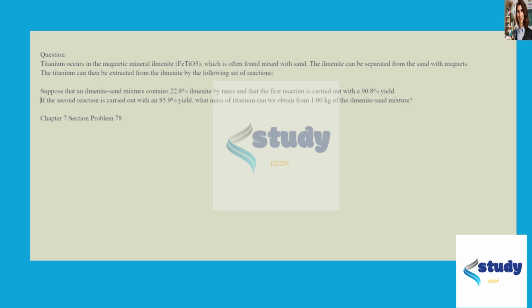Okay, Chapter 7, Section Problem 78. Titanium occurs in the magnetic material ilmenite, FeTiO3, which is often found mixed with sand. The ilmenite can be separated from the sand with magnets. The titanium can then be extracted from the ilmenite by the following set of reactions.